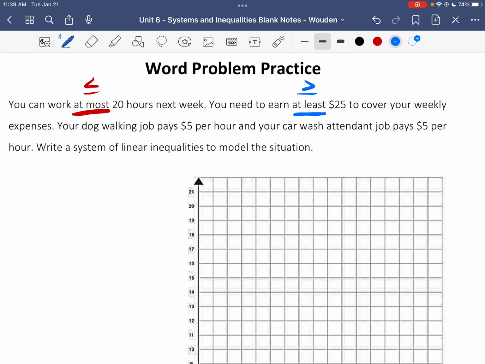So let's kind of think about what we just said here. We know we're going to write a system, because it says it right here, write a system of linear inequalities to model the situation. Let's write one for the first sentence that we just read. You can work at most 20 hours next week, which means I know that I'm going to work less than or equal to 20 hours. Okay? We're not done writing that one yet. You need to earn at least $25 to cover your weekly expenses. So we know that we are going to have greater than or equal to $25.